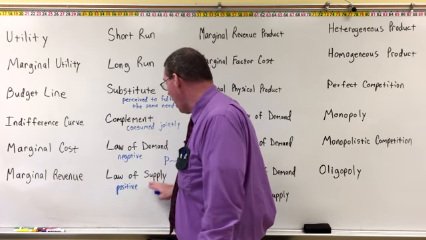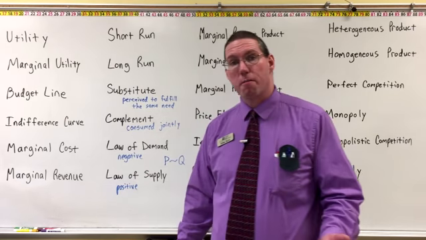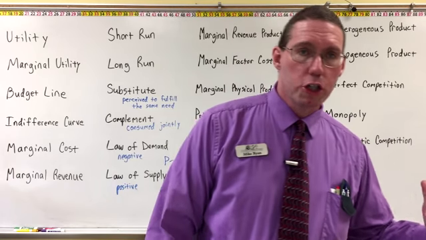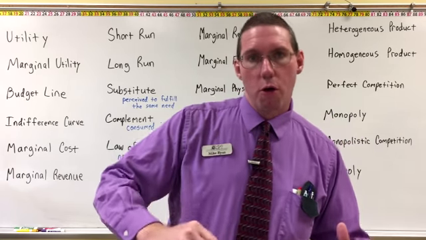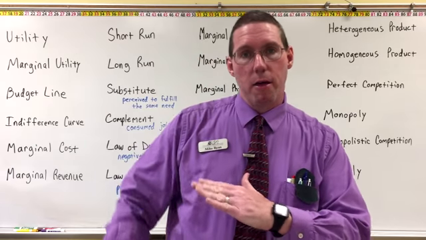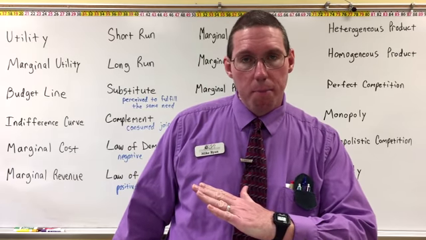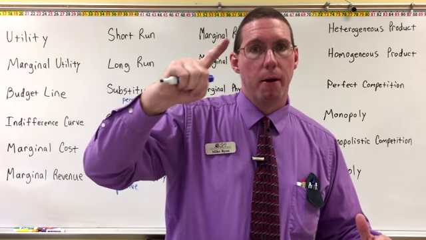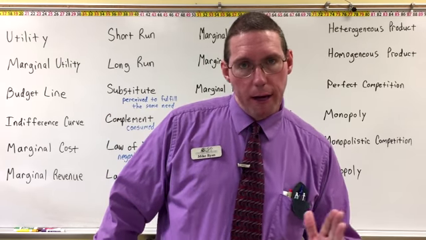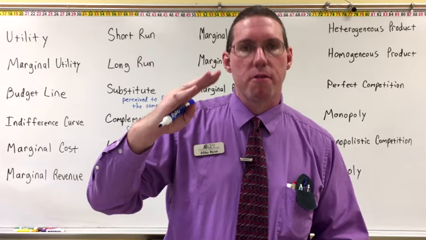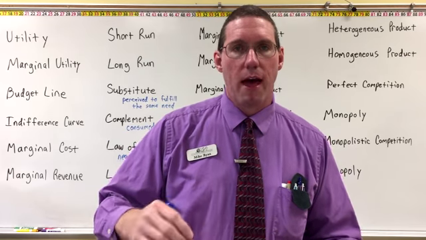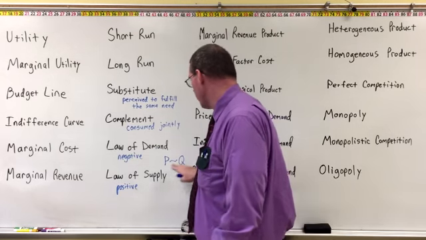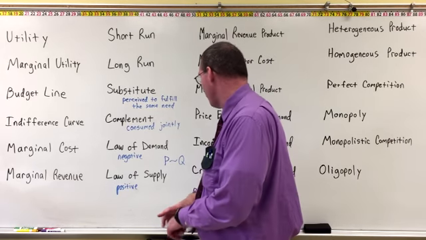But the law of supply says the opposite. The law of supply says that as quantity gets larger, price also gets larger. As quantity supplied goes up, the price has to go up. But if quantity supplied goes down, then the price can go down also. So that is a positive relationship between price and quantity. That is the law of supply.